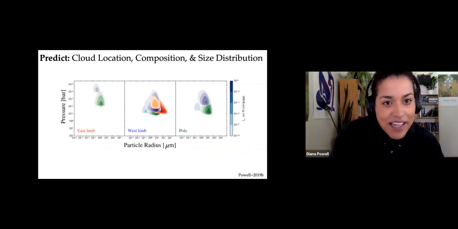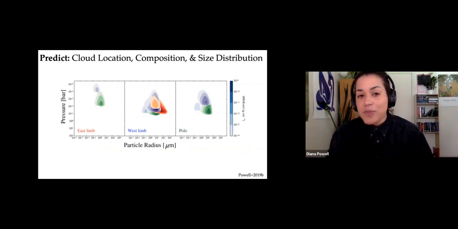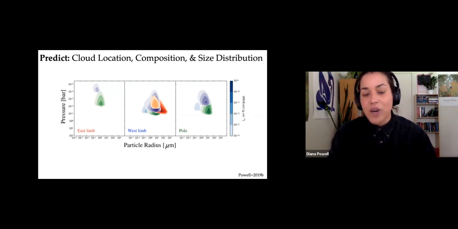And so what you end up getting is that on the east limb, you're barely supersaturating your clouds. You form these small particles. They form really high up in the atmosphere. They still contribute a lot to the spectra because they're so high, and small particles make interesting features. But this is just really, you can barely supersaturate your gas.